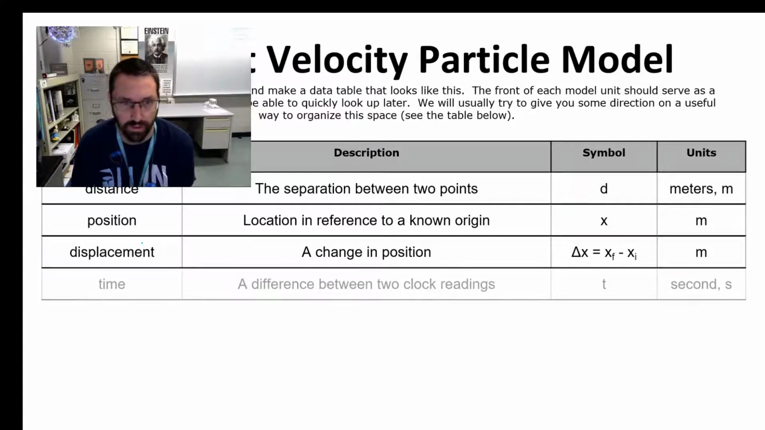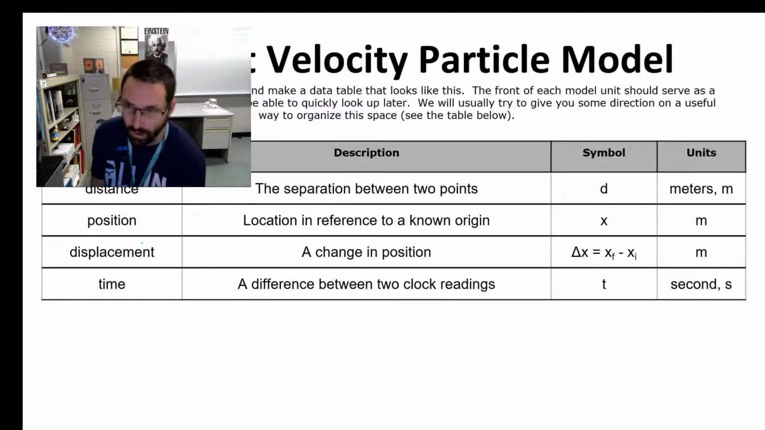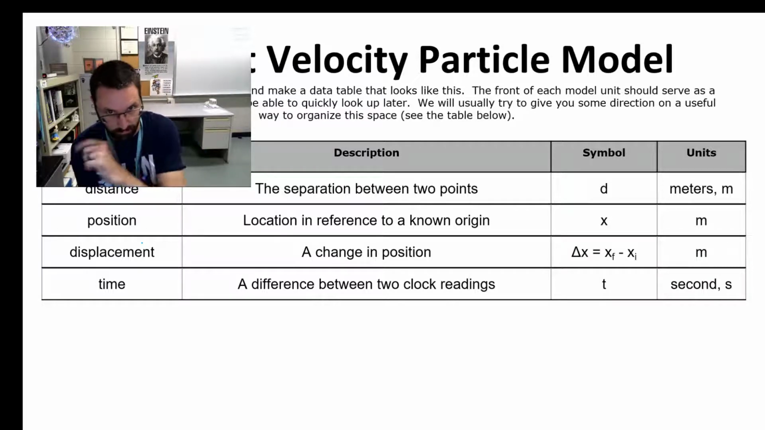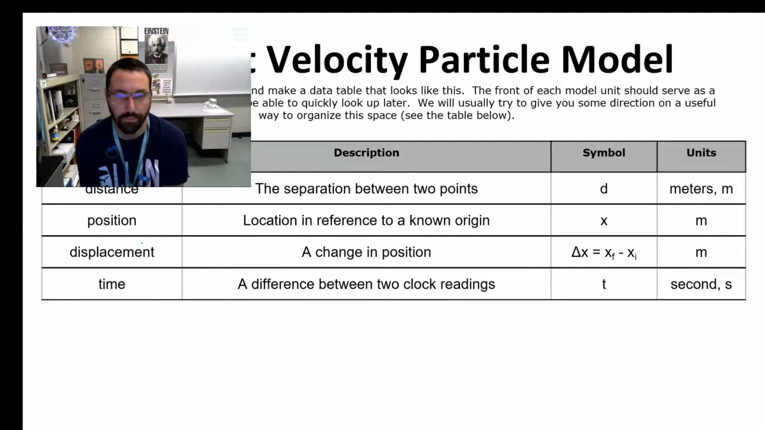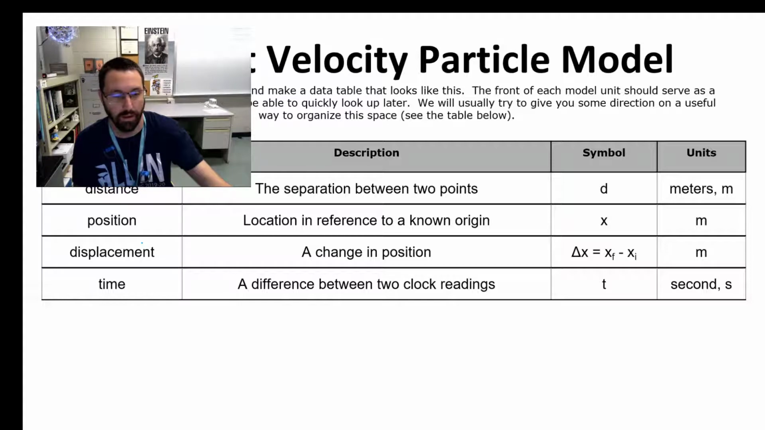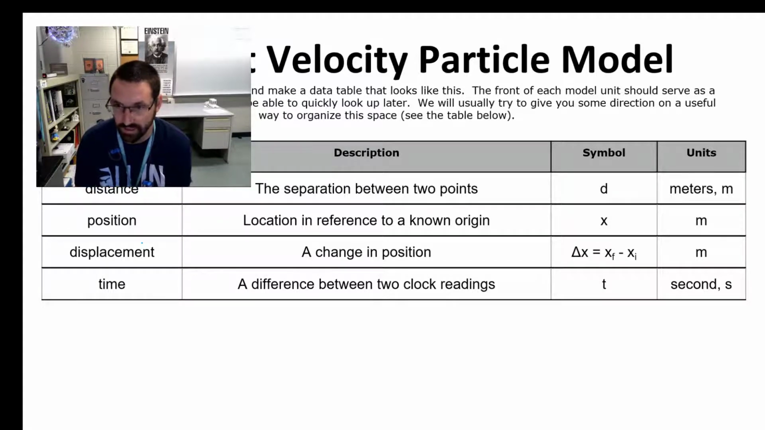Next up we have time. We're going to say time is a difference between two clock readings. You get out your phone, you get out your stopwatch, and you hit start and stop, and the time would be the difference between those two readings on your phone or on a clock. It's going to be measured in seconds, and we abbreviate that as s. The symbol for time is t.